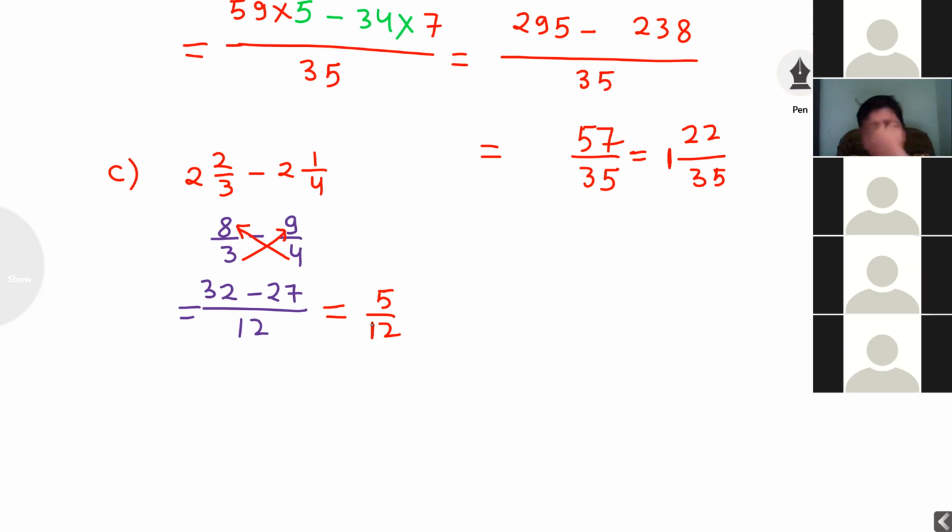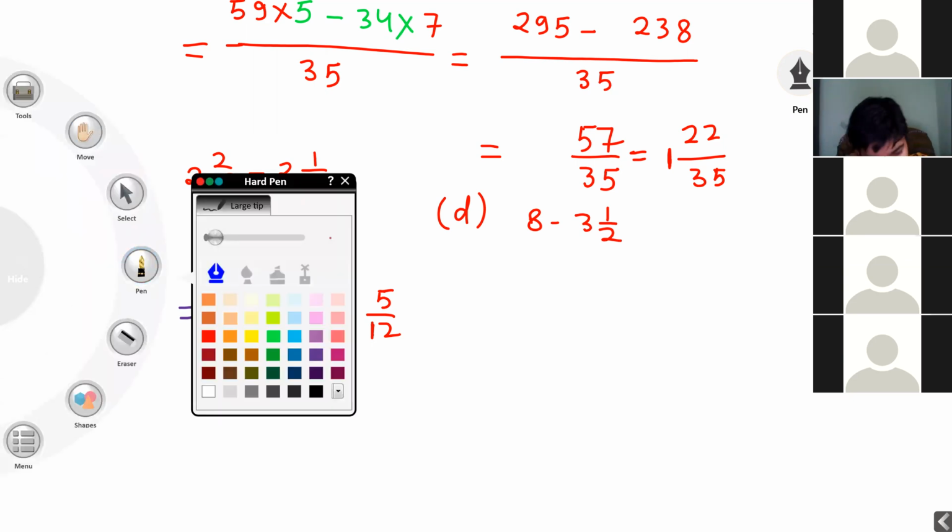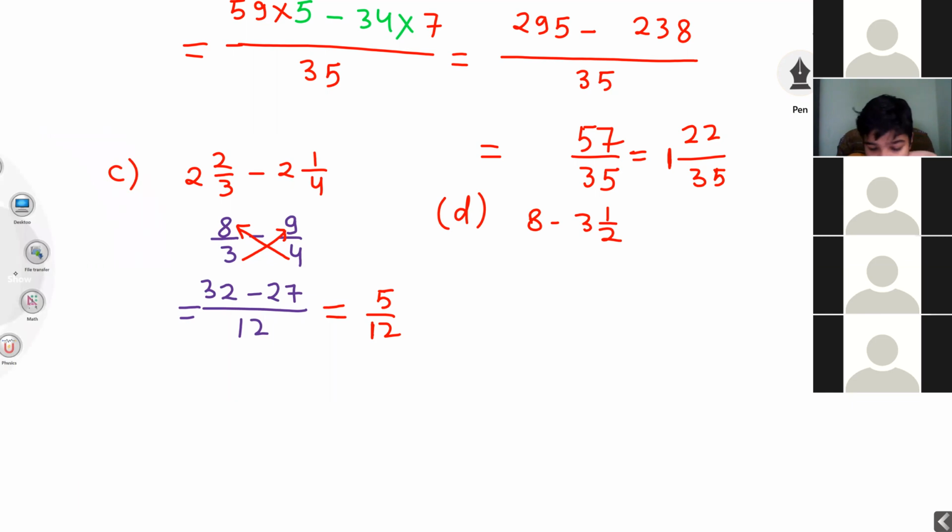D question. 8 minus 3 integer 1 by 2. How to solve this question? Very easy question, nothing is there. 8 means I can write 8 by 1. Minus, the mixed fraction we want to convert into improper fraction. 2 3s are 6 plus 1, 7.